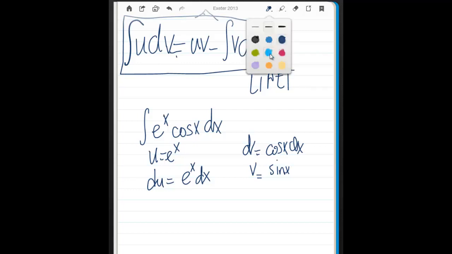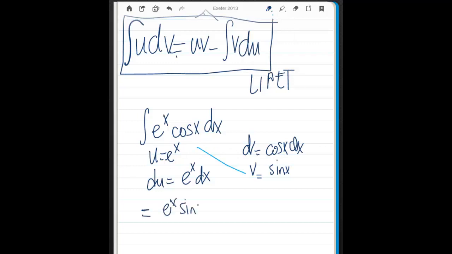And let's switch color for emphasis. We take that, so our answer is e to the x sine x minus the new integral you get from here, which is e to the x sine x now. So what happened when we applied integration by parts is we ended up with this part, which is fine, and then a new integration. And this new integration we have is basically at the same level of the question.